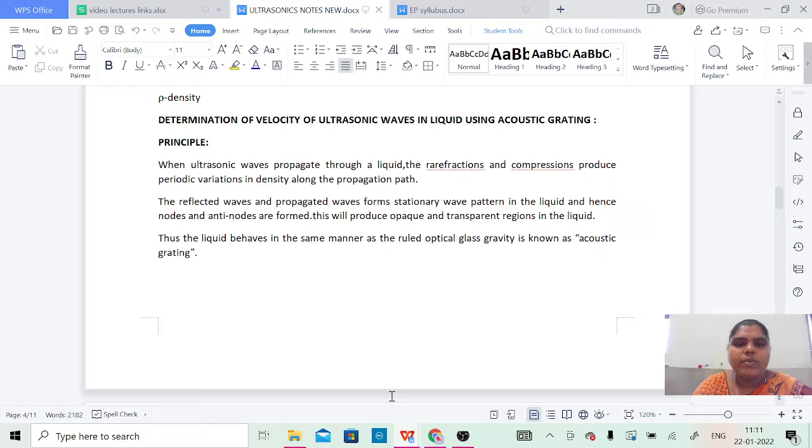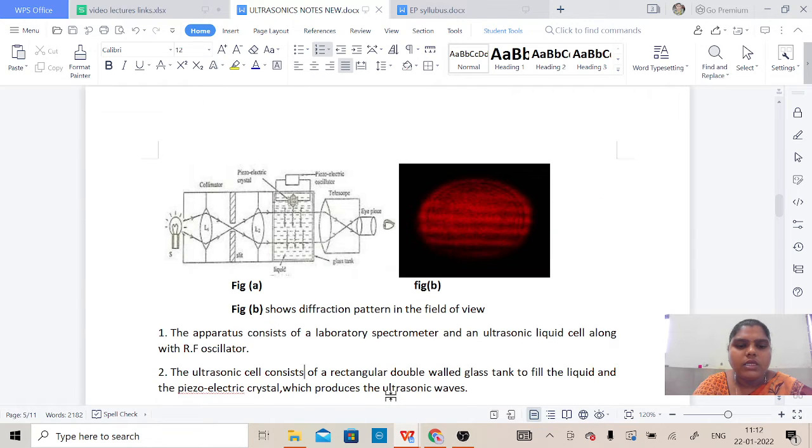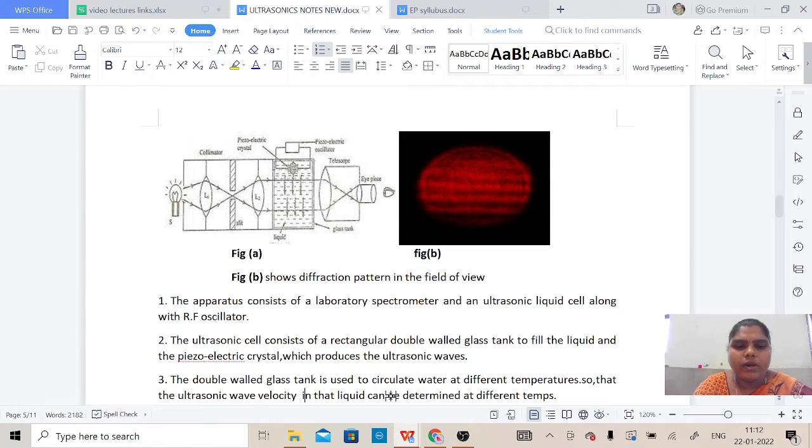Thus the liquid behaves in the same manner as a ruled optical glass grating, and this is known as an acoustical grating. Whenever the transparent and opaque regions are formed, the liquid behaves like a ruled glass grating. Let us see how the pattern will be. It shows the diffraction pattern in the field of view.